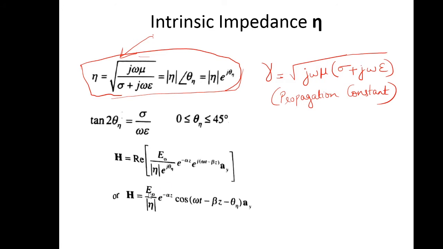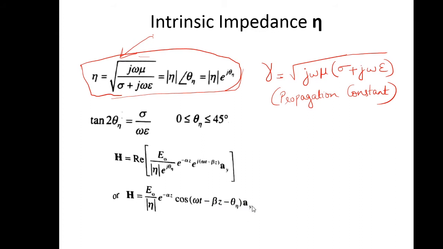And you know that the equation connecting E0 and H0 is E0 by H0 is eta. So H0 will be E0 by eta, E0 by eta into e raised to minus alpha z into cos omega t. Here you are dividing by eta, so the angle you have to subtract. So cos of omega t minus beta z minus theta eta, into unit vector ay.